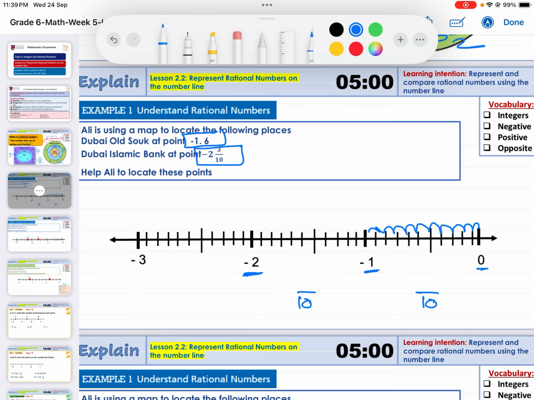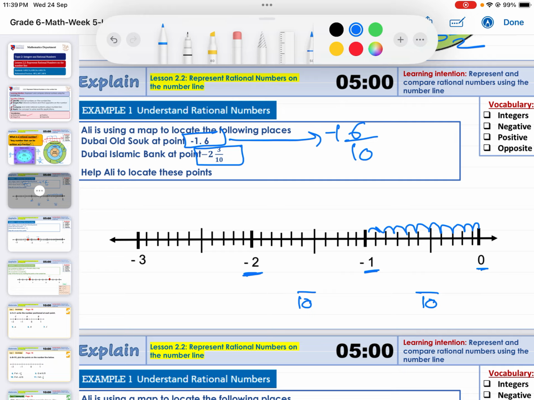Now you're going to tell me, miss, but I have here negative 1.6. How do I write this as a mixed number? Well, I believe you studied in grade 5, how do you read this one? It's negative 1 and 6/10. So that's -1 and 6/10. It's basically 6 out of 10.